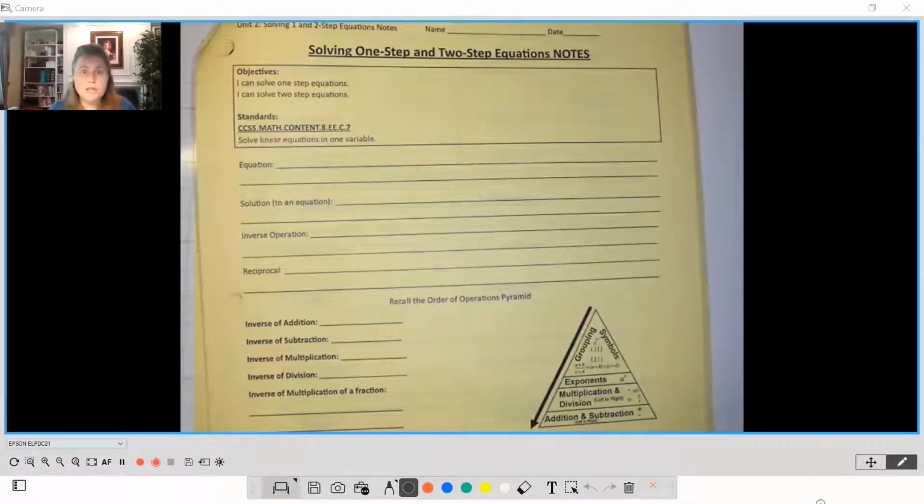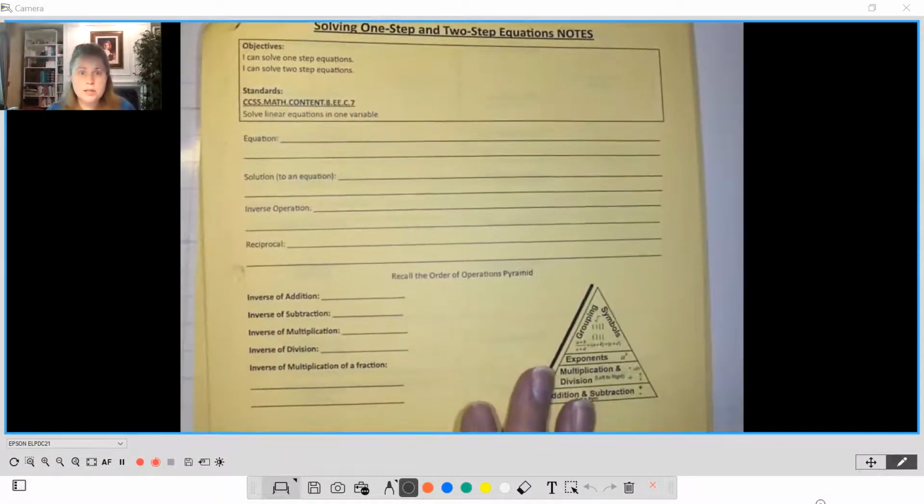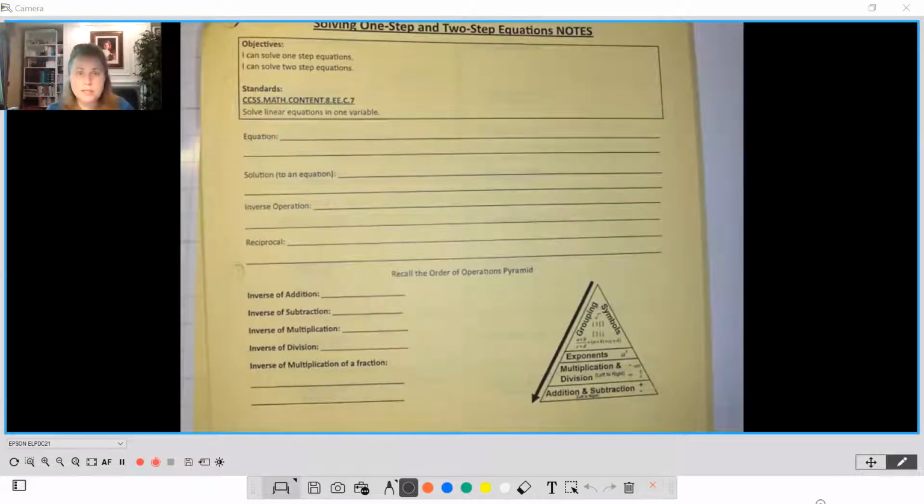So today we are looking at solving one-step and two-step equations. Our learning targets today are that we will be able to solve one-step equations and that we will be able to solve two-step equations. The standard is solve linear equations in one variable.